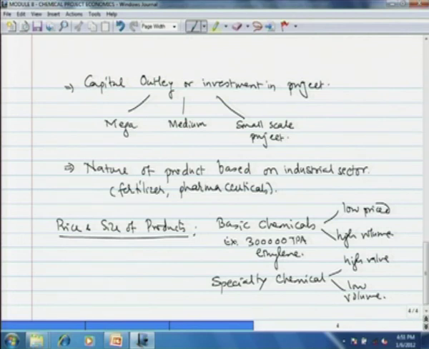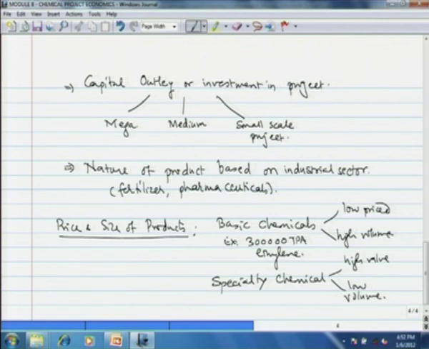Then the project capital outlay, I already said, mega project is typically in the range of 10,000 crores, thousands of crores. Large project could be between 1,000 to 10,000 crore. Normal project could be between 100 to 1,000 crore. Small project could be in the range 25, 50 or at the most 100 crores, and so forth. So that is a criteria of project capital outlay.